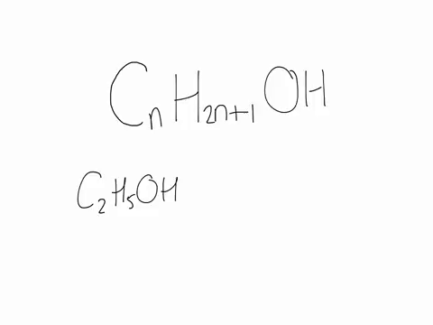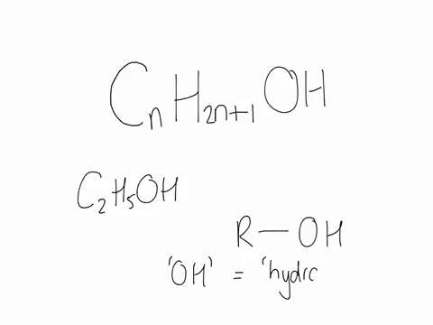Now, sometimes it is written as just R-OH, where R is an alkyl chain. So R is our alkyl chain, so methyl, ethyl, propyl, butyl, and OH we call the hydroxyl group. Think hydroxide ion, hydroxyl group.